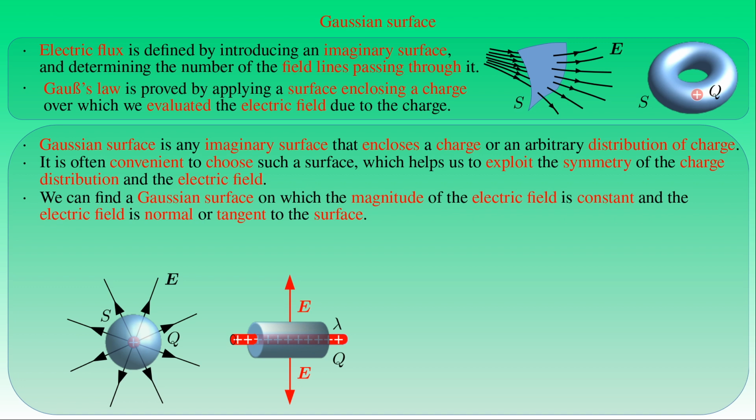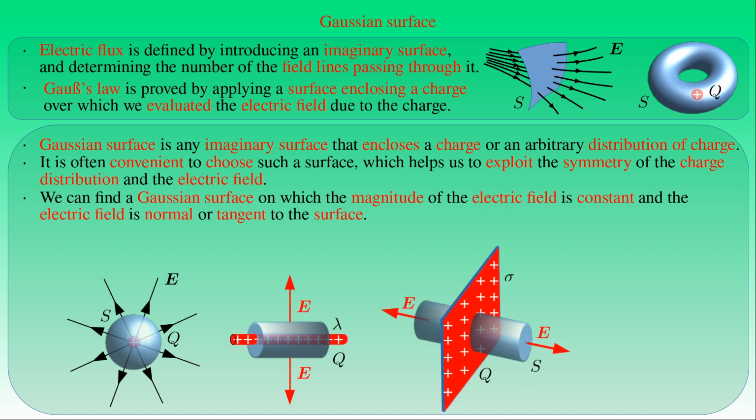In the third example, we also use a cylinder as a Gaussian surface denoted by S, which is cut in half by a uniformly charged infinite plane sheet perpendicular to the axis of the cylinder. Here the surface charge density sigma is constant over the plane. Since the electric field E points outward from the positively charged sheet and it is uniform, the field is perpendicular to the parallel bases of the cylinder and its magnitude is constant over them. The electric field lines are parallel with the curved surface of the cylinder and do not pass through it.